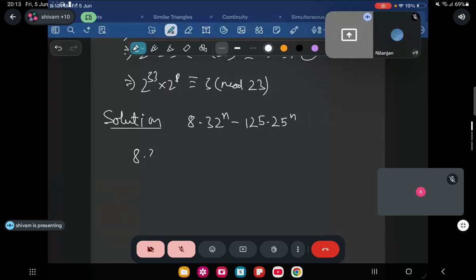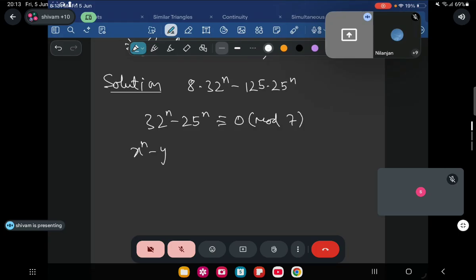So 8 into 32 to the power n, minus 8 into 25 to the power n. Can I say that it is congruent to... Wait a minute. Actually, you see, 32 to the power n minus 25 to the power n is congruent to 0 mod 7. Yes or no? Tell me, everyone. Can I say this? Because, do you remember, I have taught in the class that x to the power n minus y to the power n is divisible by x minus y.